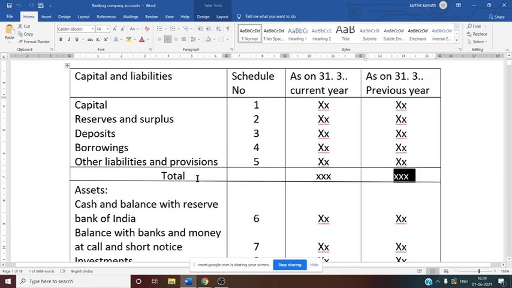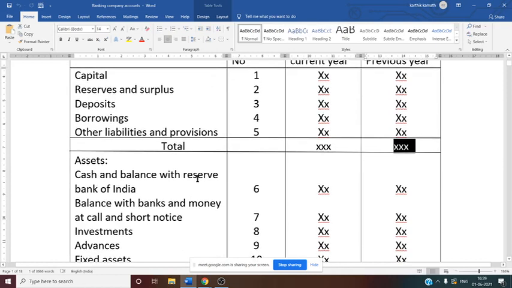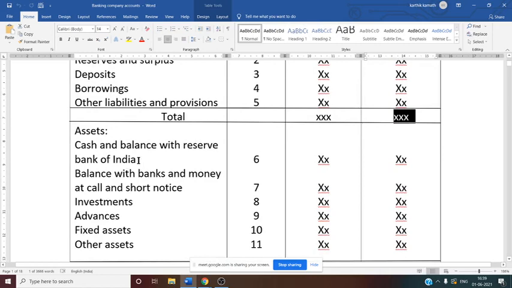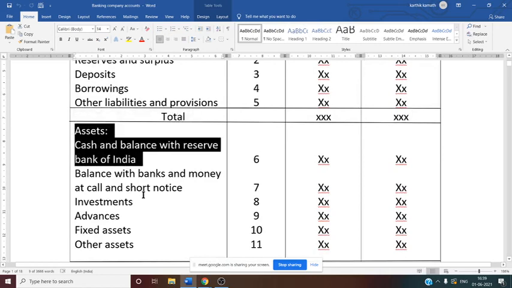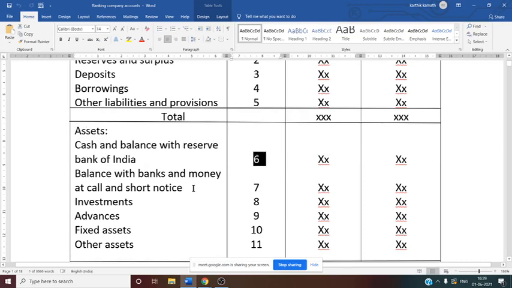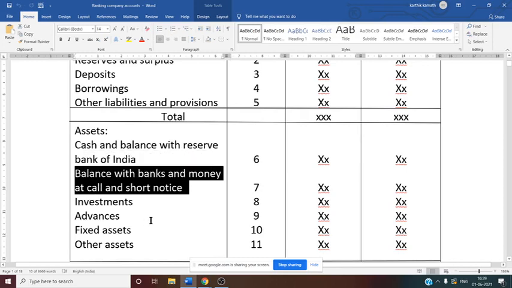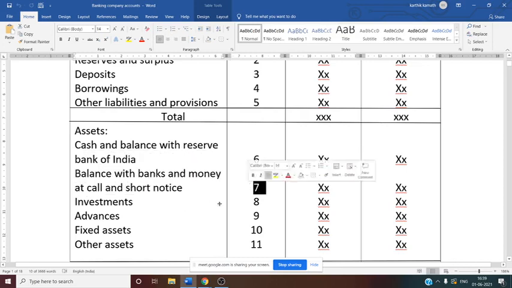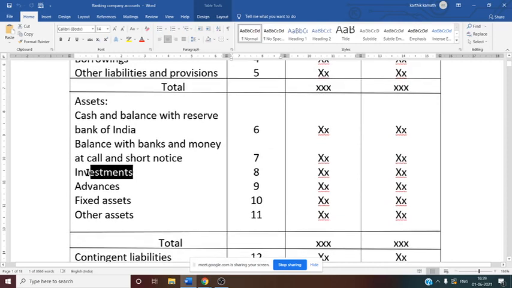Then the next part is assets. We have to consider all assets of the bank. Cash and balances with RBI, the Reserve Bank of India, is schedule number 6. Then balances with banks and money at call and short notice is schedule number 7. Then investments, investments of the bank in any kind of bonds, shares, etc., is schedule number 8. Then advances is schedule number 9. Then fixed assets is schedule number 10. Lastly, other assets is schedule number 11.